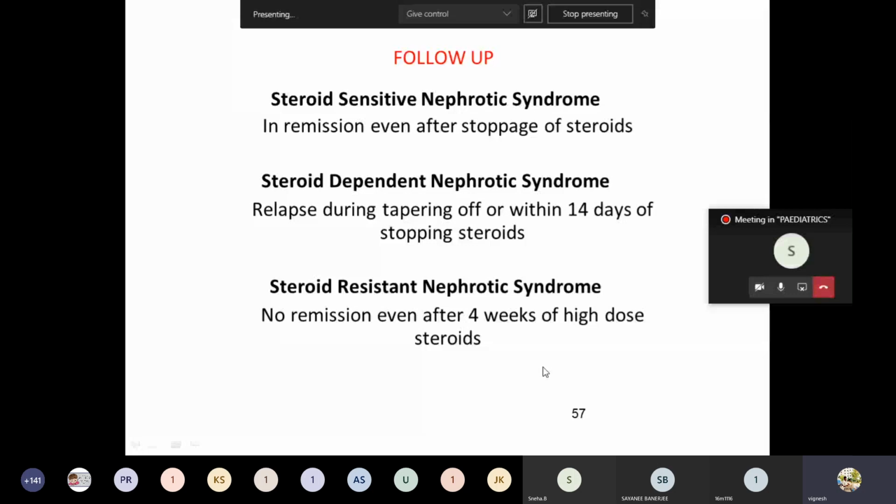How to follow up a case of steroid-sensitive nephrotic syndrome? In remission, even after stoppage of the steroids. Steroid-dependent nephrotic syndrome: relapse during tapering off, within 14 days of stopping steroids. Steroid-resistant nephrotic syndrome: no remission even after 4 weeks. Then you should increase the dose of the steroids.